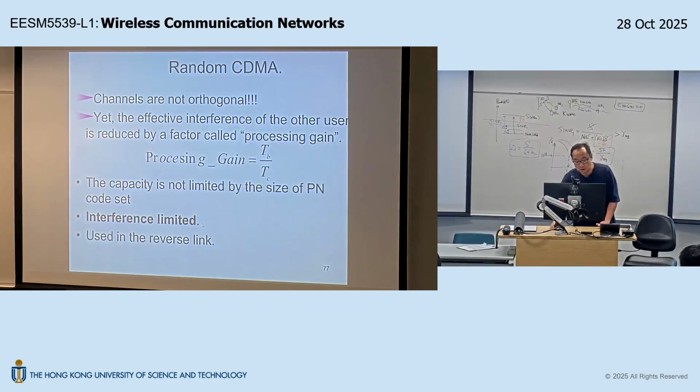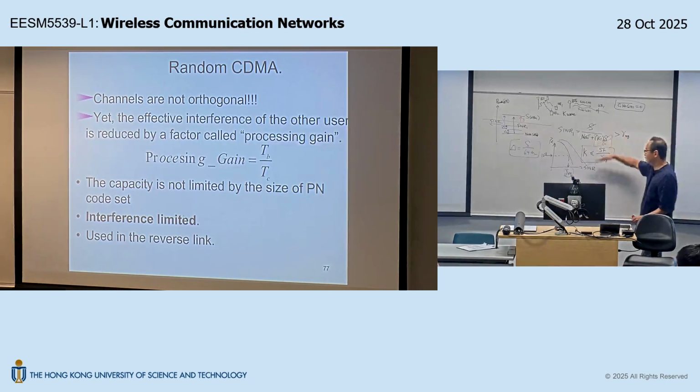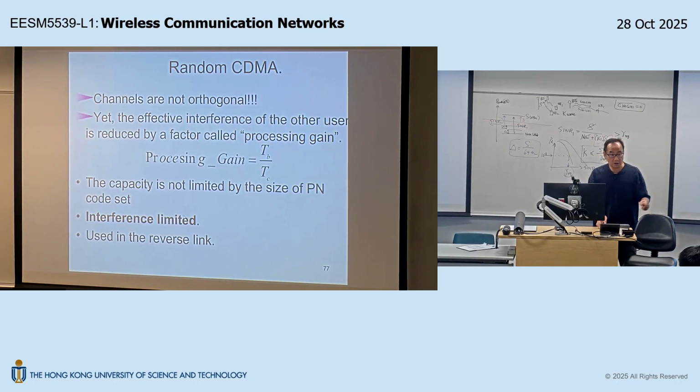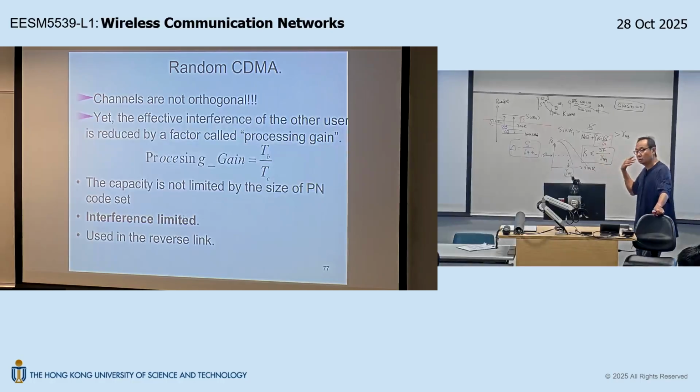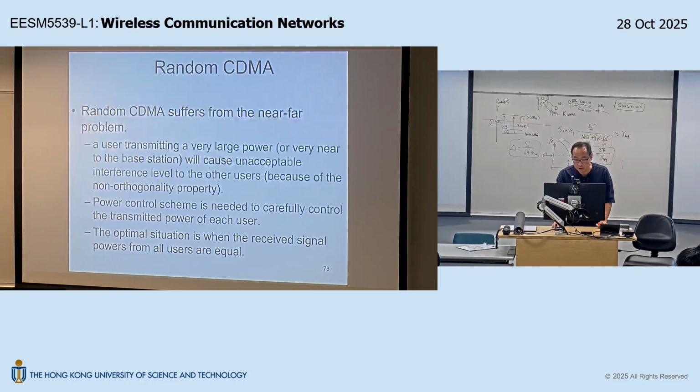So this is the so-called interference-limited situation for random CDMA. In the next chapter, you will see that in practice, IS95, in the downlink, has a spreading factor of 64, so they can support at most 64 orthogonal channels. But in the uplink, they use random CDMA, and it turns out that the uplink capacity is only around 15 to 16 users. It's far below 64. The reason is that you have interference between users. Okay, so that's random CDMA.